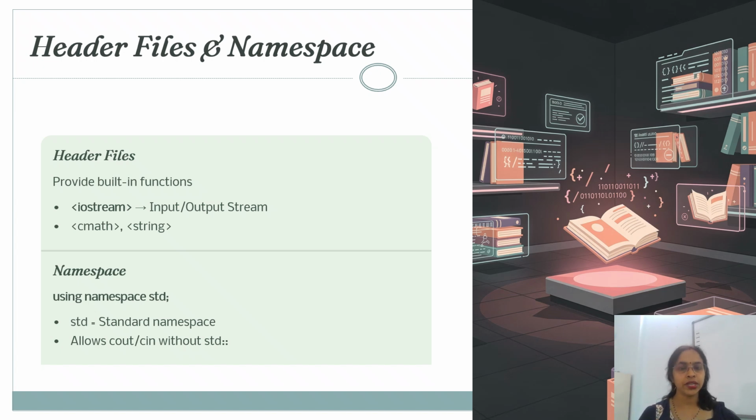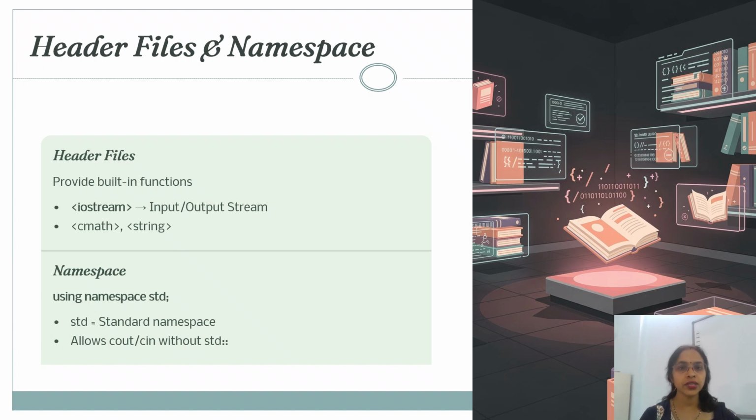Header files actually provide the built-in functionalities. For example, iostream is used for input and output, math for mathematical functions, and string for string handling. So these are all various header files. They just provide built-in functions.